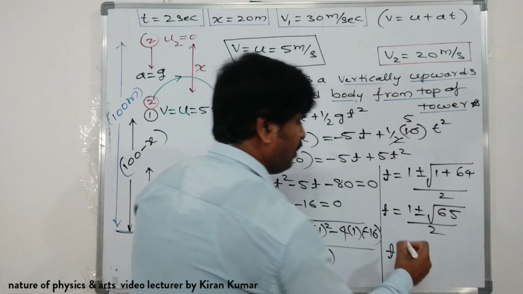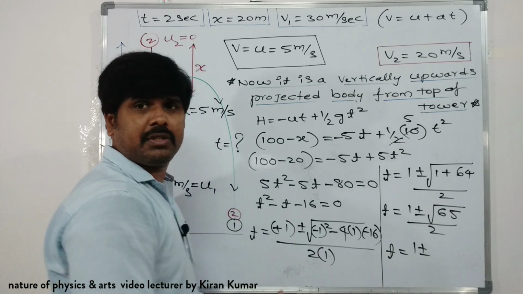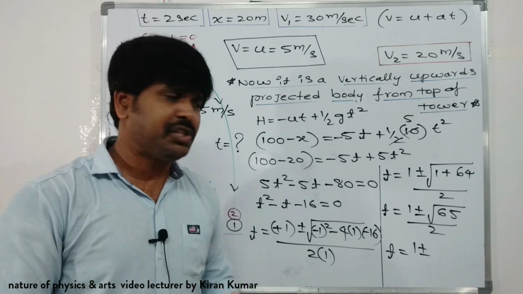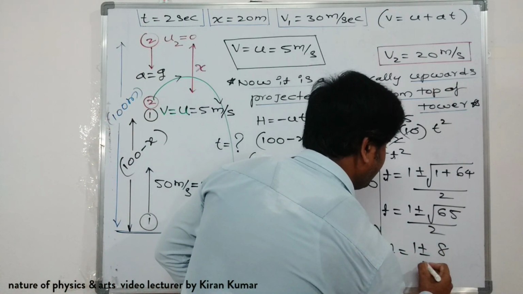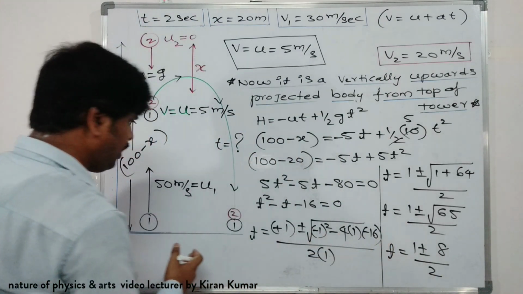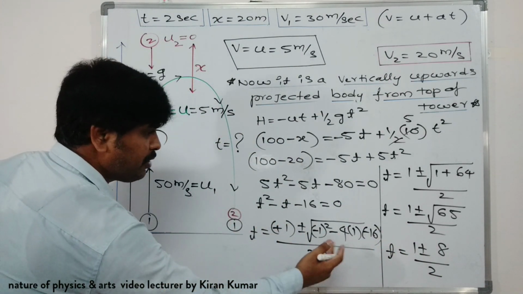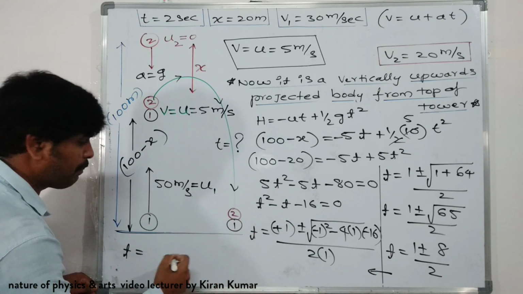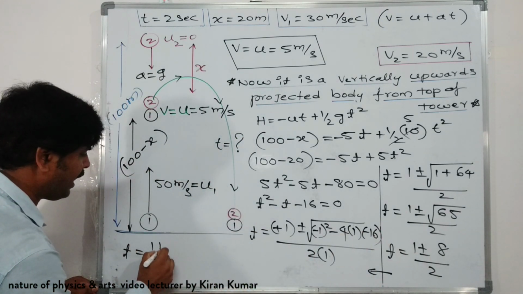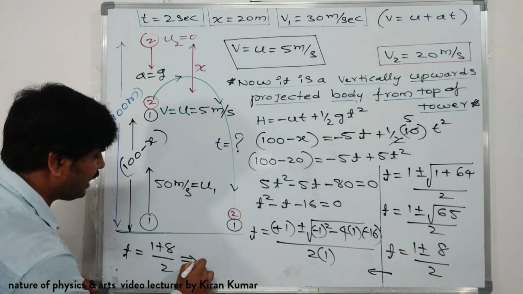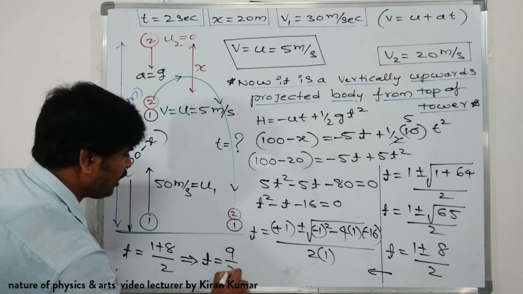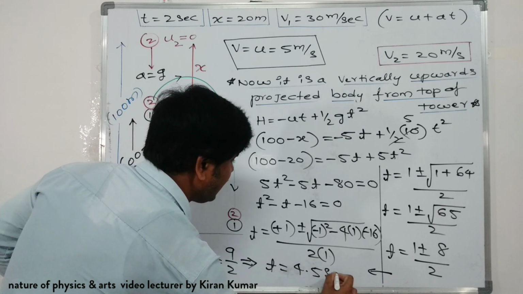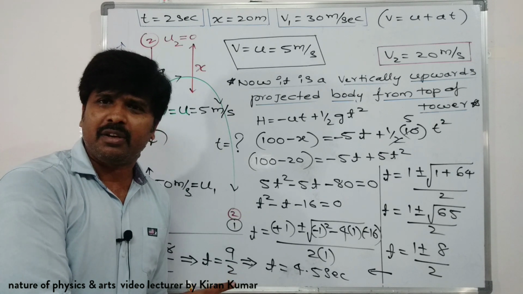So t is equal to 1 plus or minus root 64, approximately 8 we can take, divided by 2. Try to understand, I'm writing the continuation here. The plus value we are considering, that is 1 plus 8 divided by 2, so t is equal to 9 divided by 2, which is 4.5 seconds, the answer for the given question. Thank you.